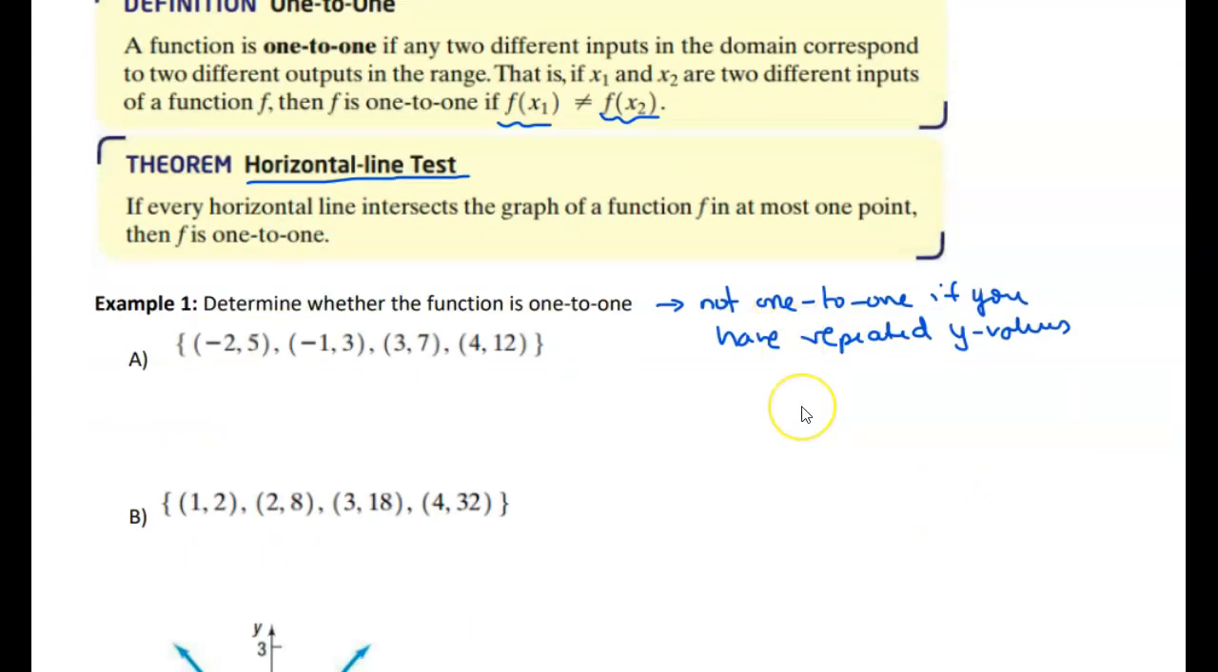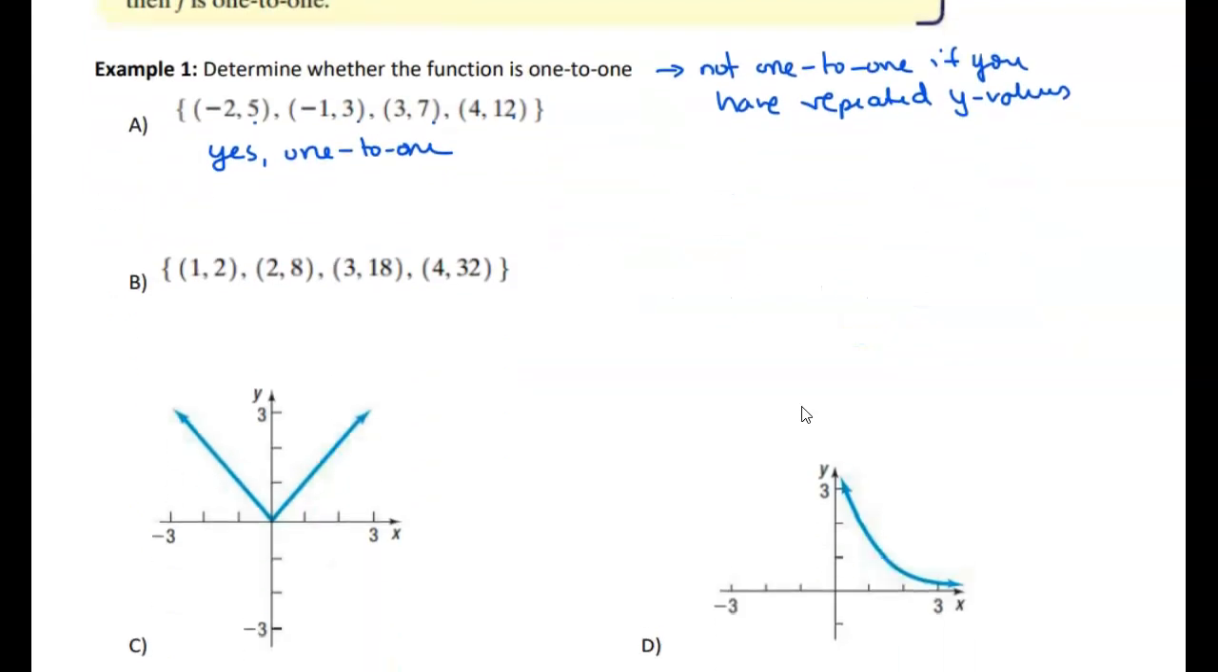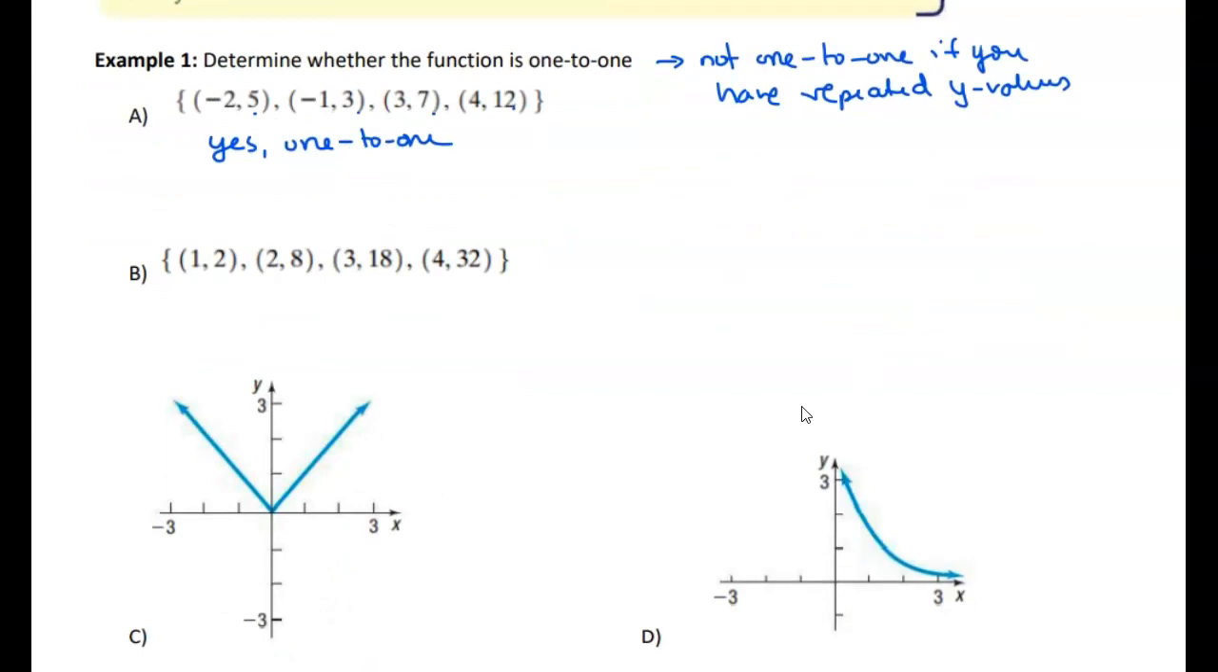Okay? So my y values are 5, 3, 7, 12. No repeated y values. So for each x input, they correspond to different y values. Okay? So this is yes, it's one-to-one. Alright, let's look at B. Okay, y values 2, 8, 18, 32. No repeated y values, so yes, this is one-to-one.